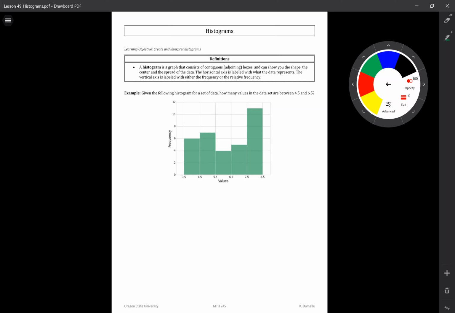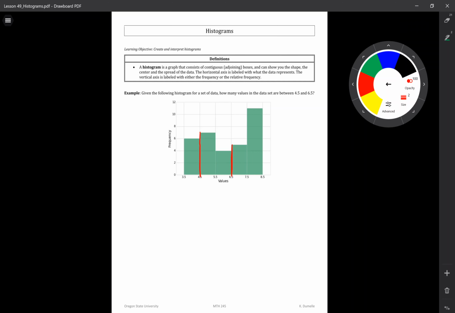So in our first example, we have a histogram given to us. We have the values labeled here on the horizontal axis. In this case, they have half values, so like 3.5, 6.5. And then on the vertical axis, we have frequency. How many times do each of these values occur? And I want to know how many values in this data set are between 4.5 and 6.5. So what I care about are the data between 4.5 and 6.5.